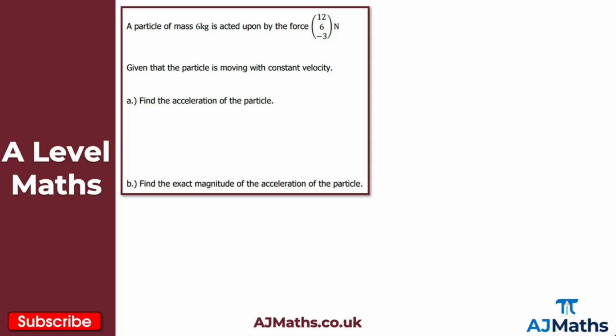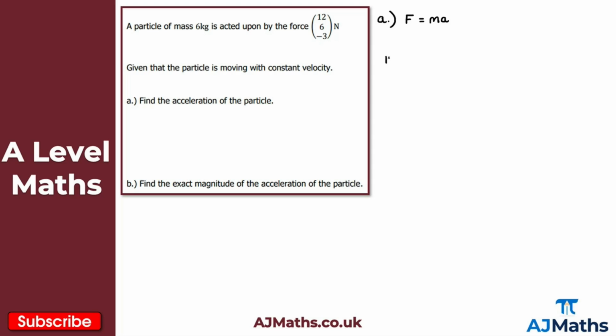If we just take a look at one more question to finish with, we've got a particle of mass 6 kilograms, which is acted upon by the force 12, 6, minus 3 newtons. Now we're given that the particle is moving with constant velocity. So for part A, to find the acceleration of the particle, we need to use Newton's second law. So F is equal to mass times acceleration. We know the force, that's here. We also know the mass. So we've got everything we need to actually answer part A already.